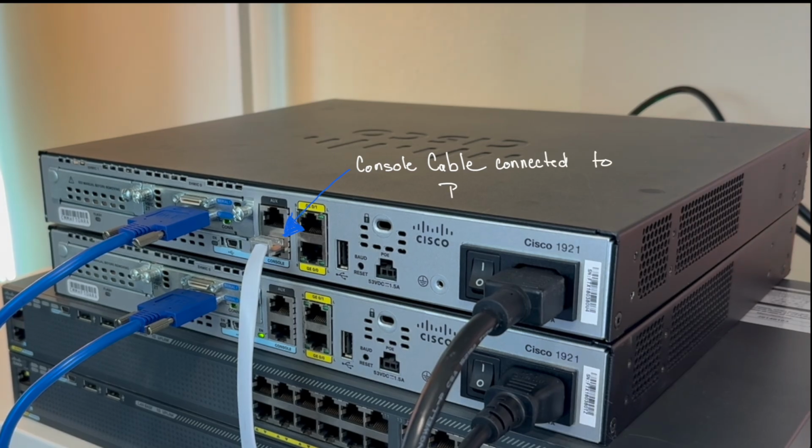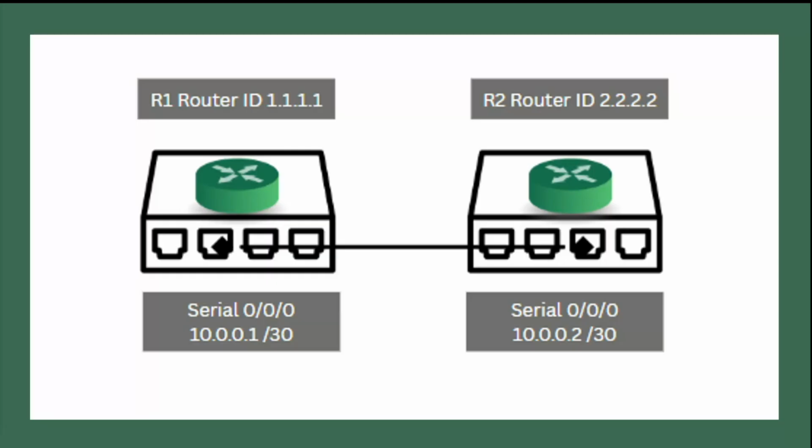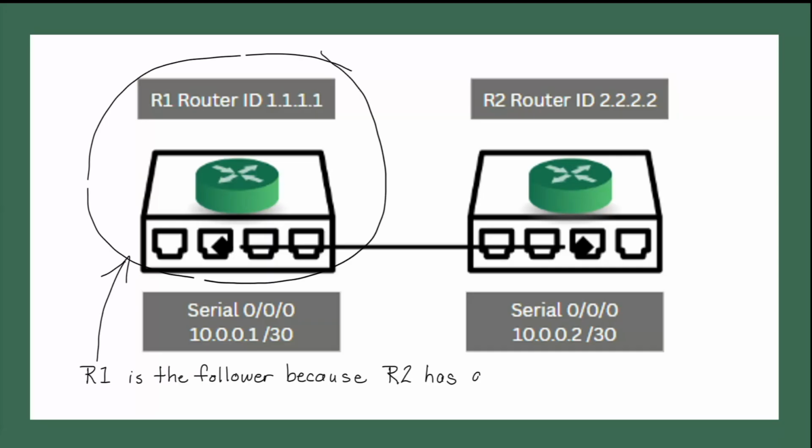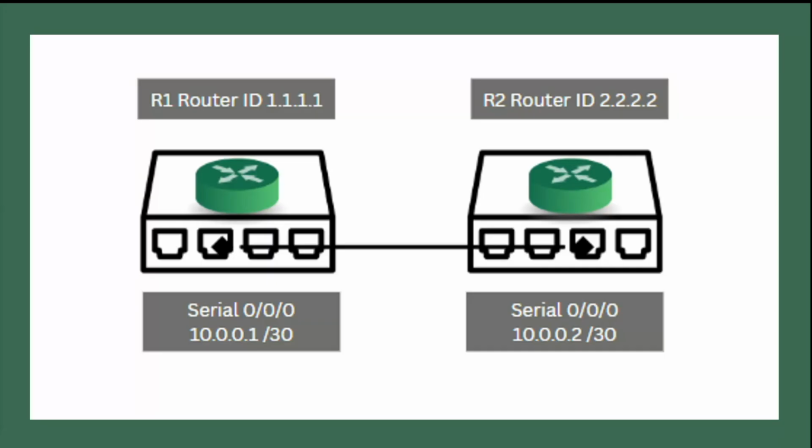I'm connected to router 1 using a console cable that's directly going to my laptop. That means you'll be seeing the OSPF process from the follower's perspective. Remember, the router with the higher router ID takes the lead. So router 2.2.2.2 will be the leader. Here's a question for you. At what stage is the leader and follower determined? Well, let's take a look and find out.